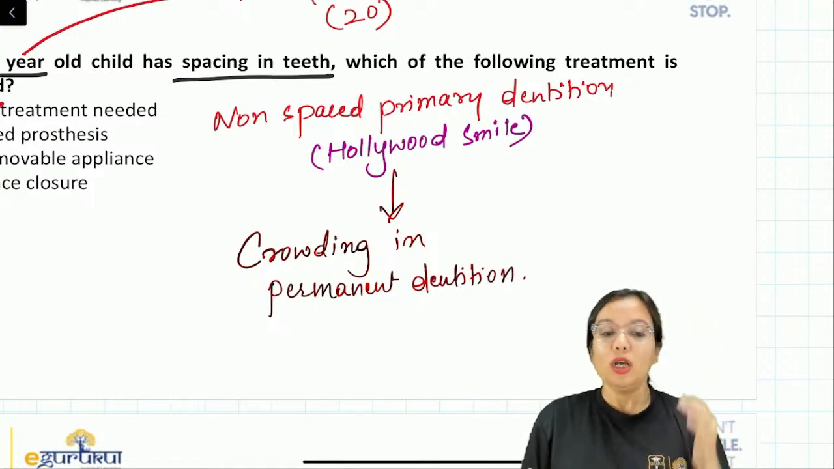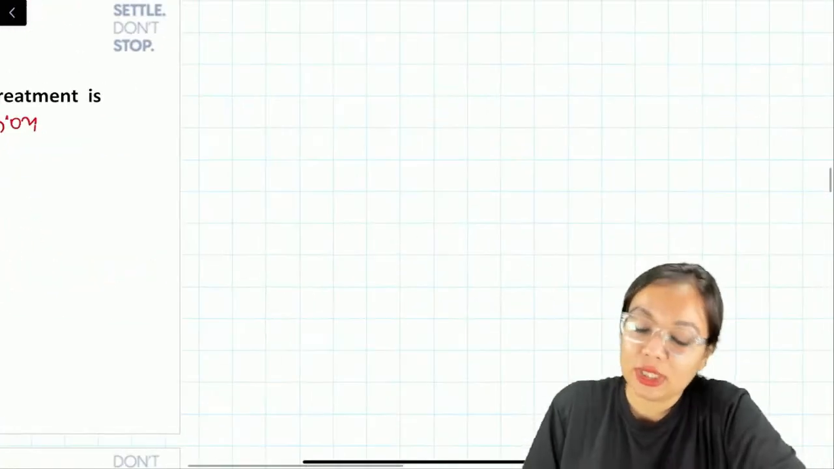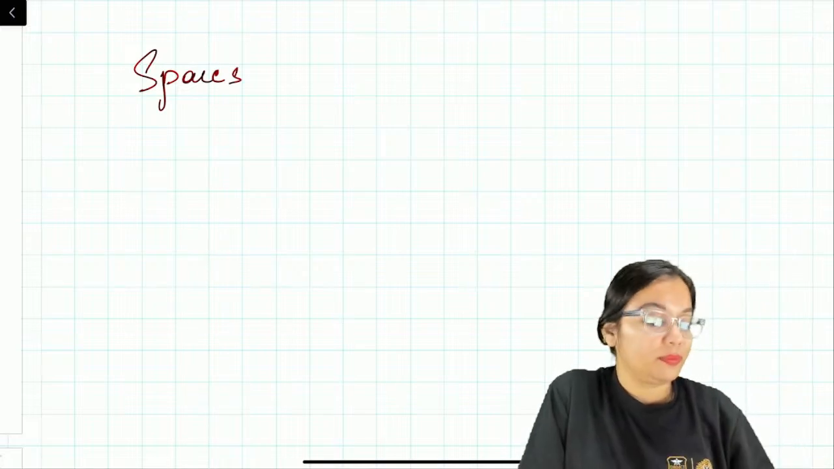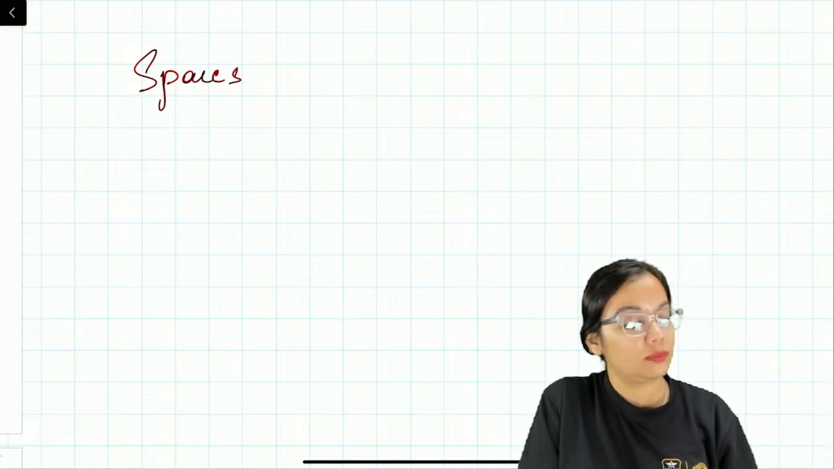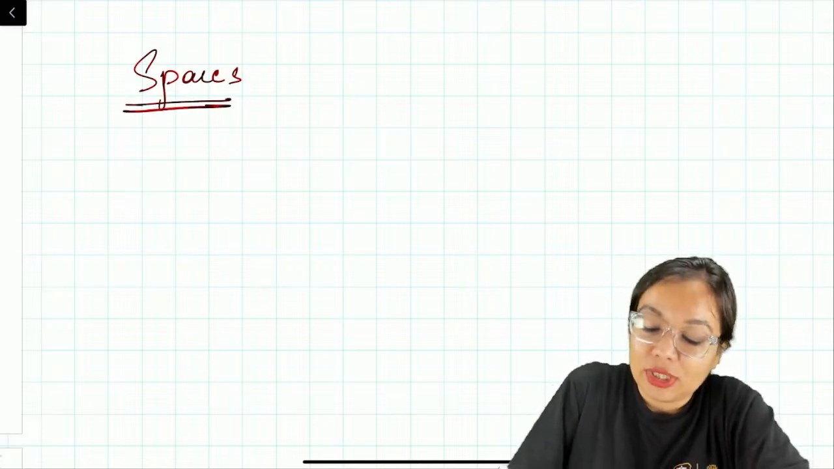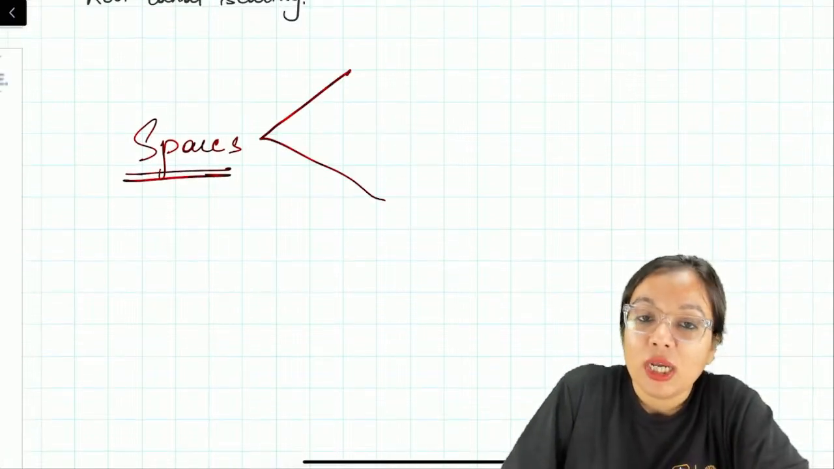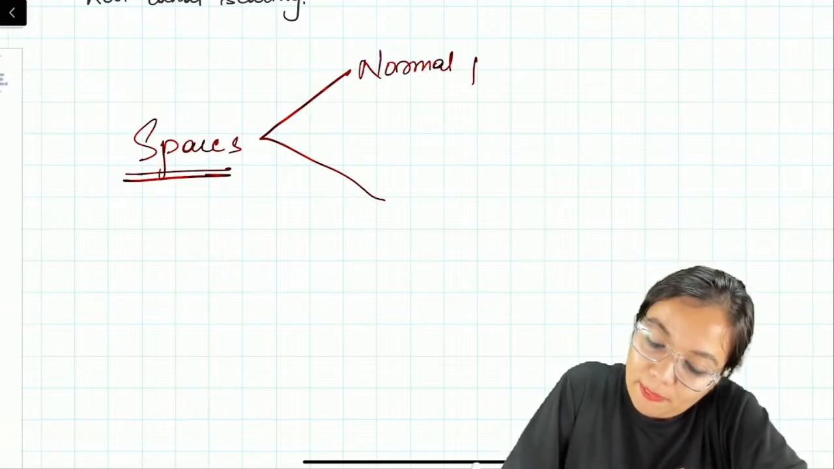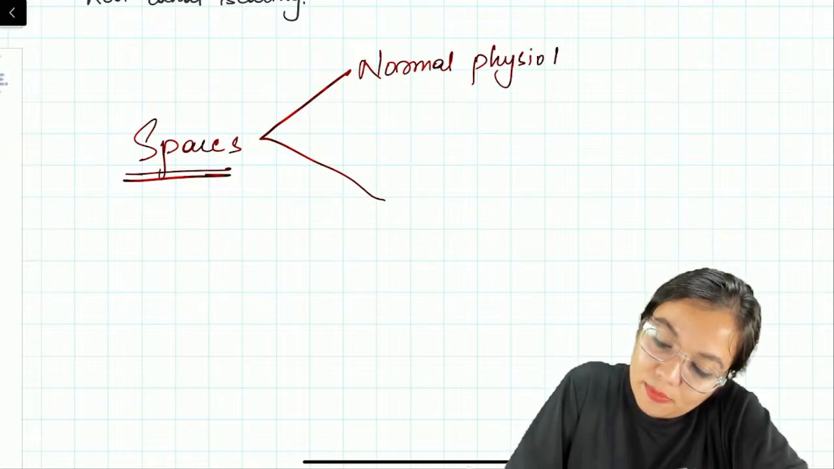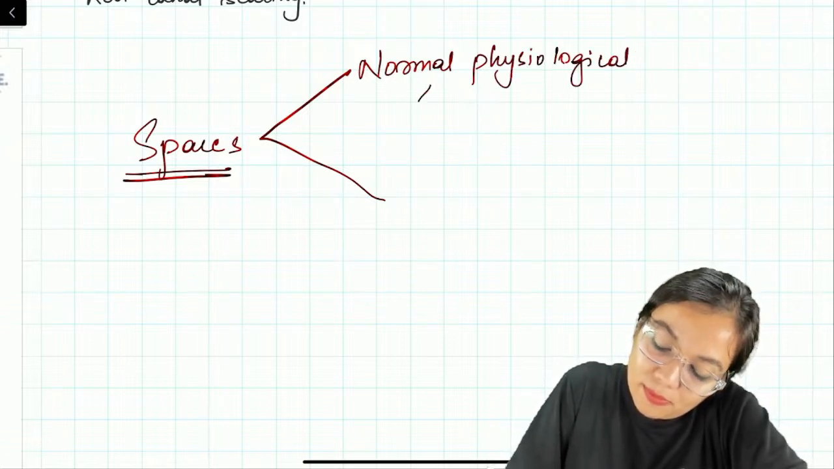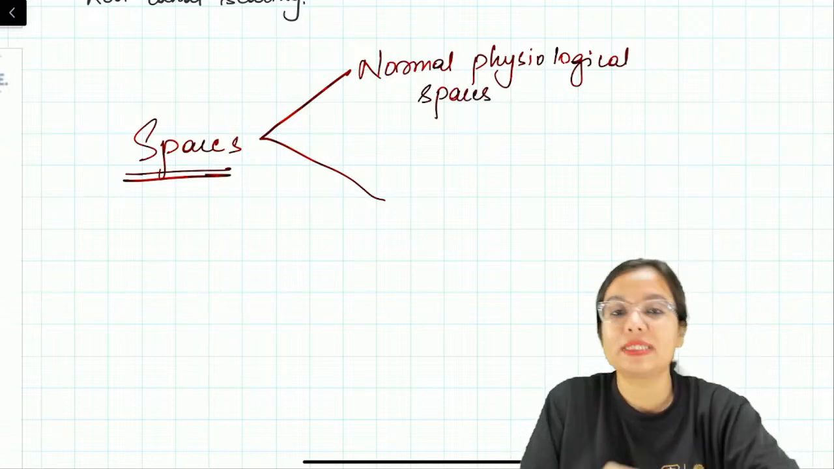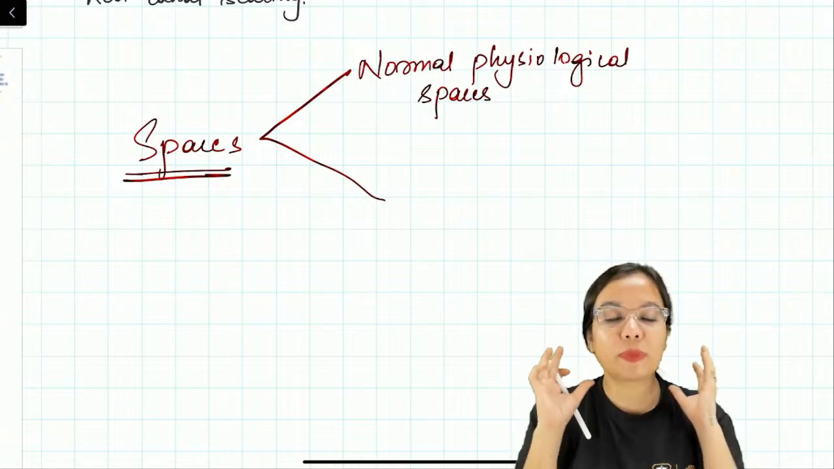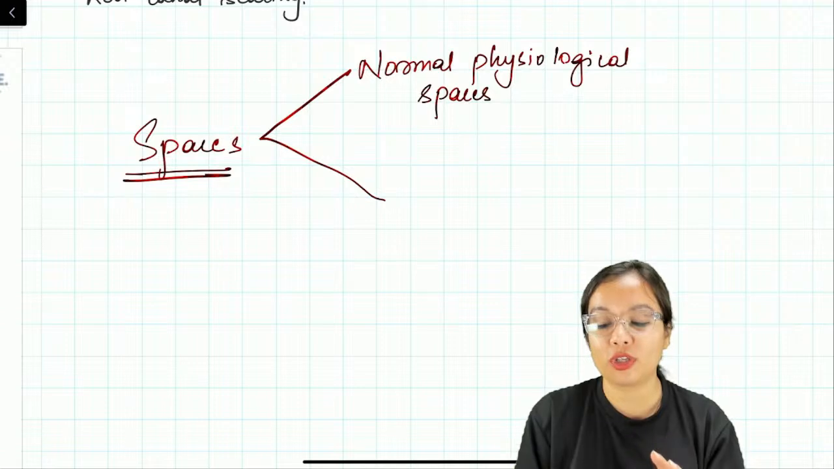Right. So the spaces that naturally occur in the primary dentition are the normal physiological spaces. Normal physiological spaces are the generalized spaces that are present in between all of the teeth. They are just present in all of the teeth. Okay, they are normal physiological spaces.